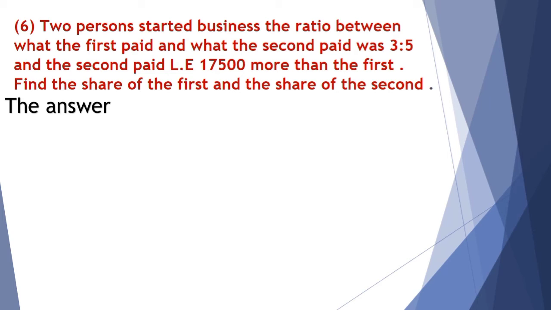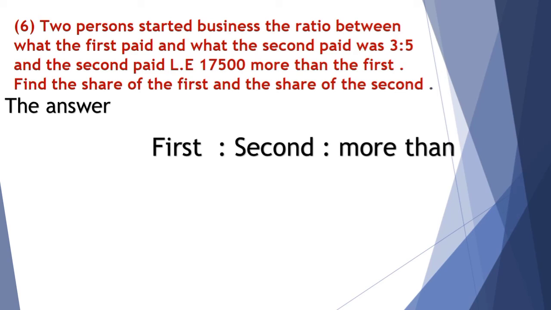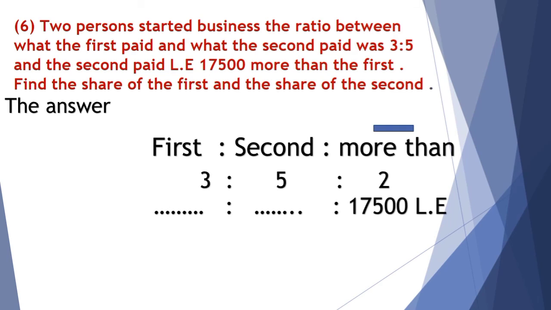To answer this problem, I don't have names. Of course, I will write first to second, and I have the words more than, so I will write first to second to more than. More than we know it as difference. So the ratio between first to second is 3 to 5. The difference is 5 minus 3 equals 2. Under more than I will write 17,500 LE. Then under the first dots and the second dots.